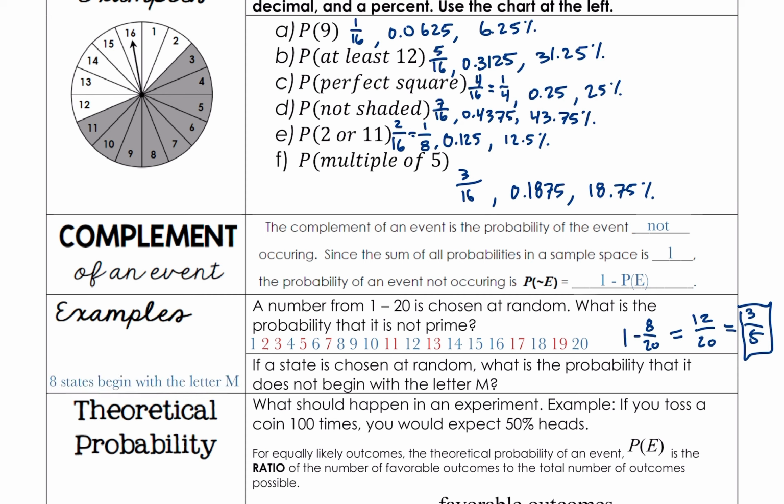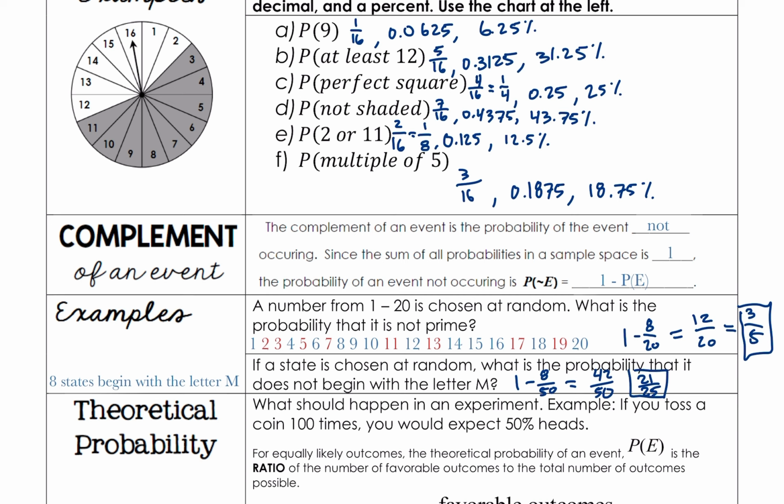Now, there are 8 states that begin with the letter M. So we would solve this just by doing the exact same thing we did last time. We're going to take 1 and we're going to subtract the 8 states out of the 50 total states that begin with the letter M. And that's going to leave us only with the states that don't begin with the letter M. So we're going to have 42 out of 50 states that don't begin with the letter M. And that's going to simplify down to 21 over 25. And that's our probability.